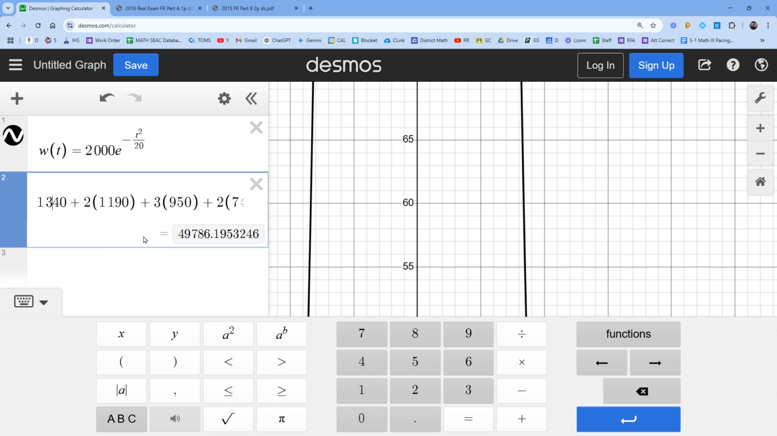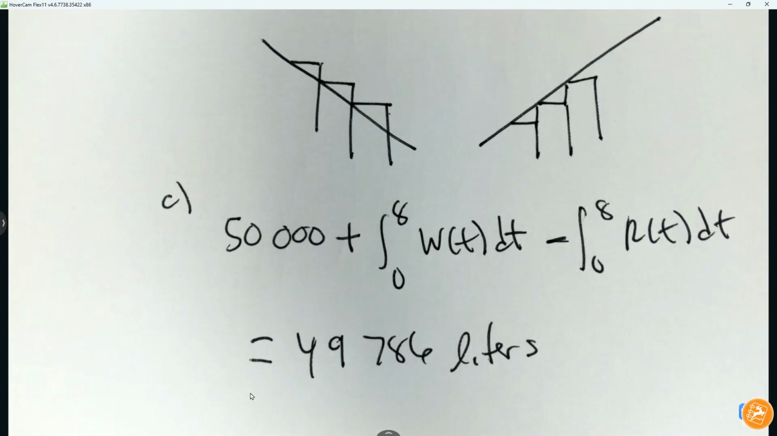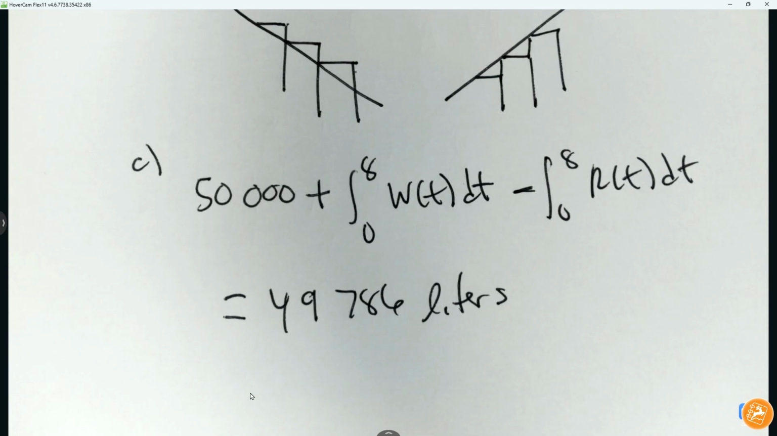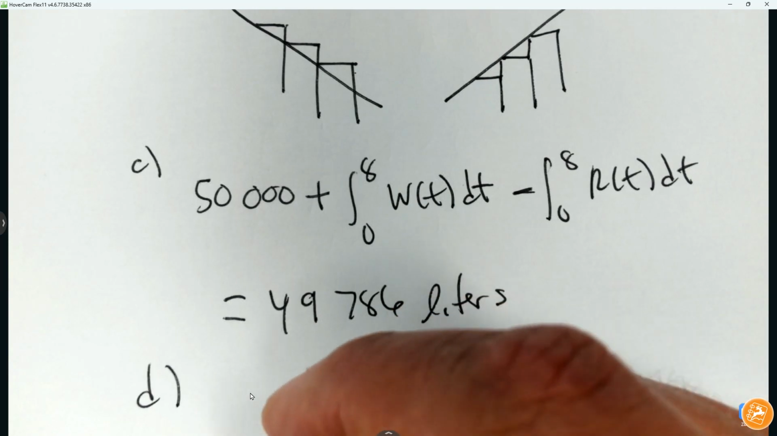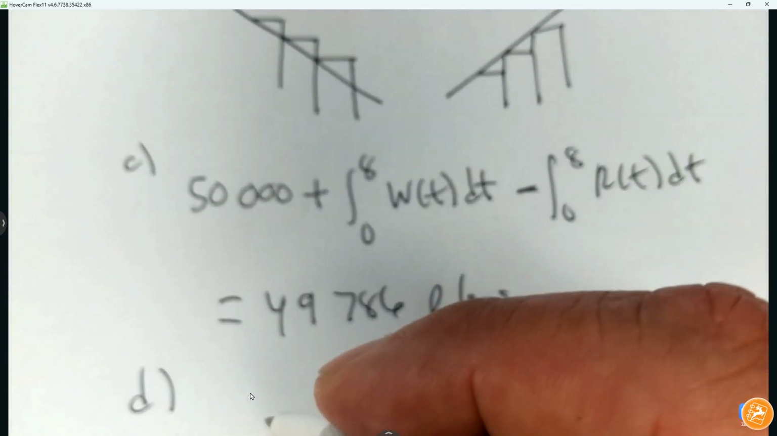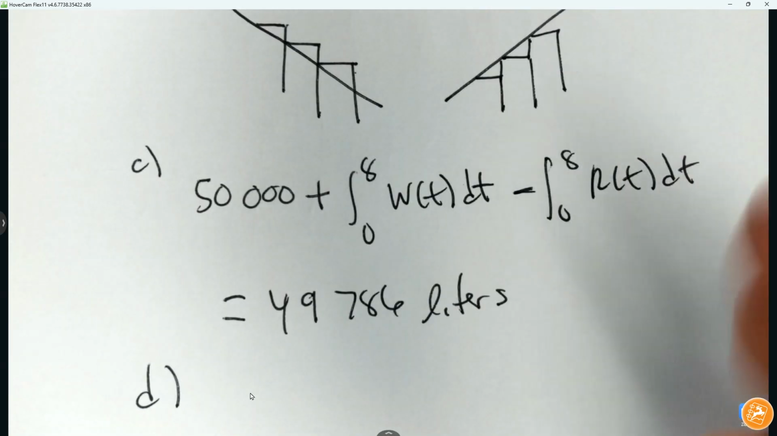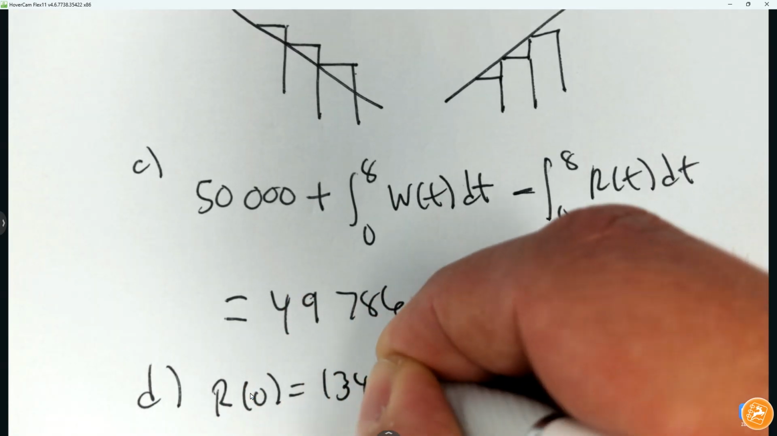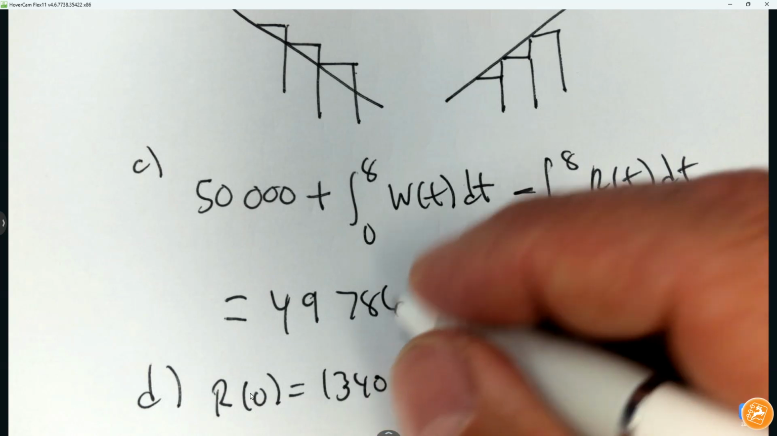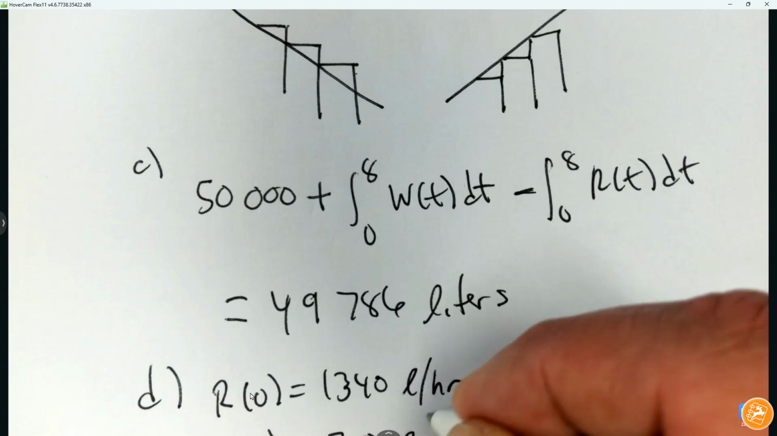All right, part D. In part D it says, from 0 to 8, is there a time when the rate at which the water pumped into the tank is the same as the rate at which water is removed? To understand this, we're going to look at the ends of the rate. Like for the rate of removal, at 0, the rate is 1340 liters per hour. And at the end, the rate is 700 liters per hour.